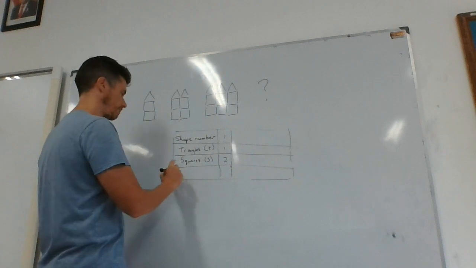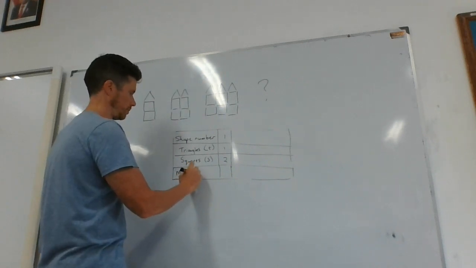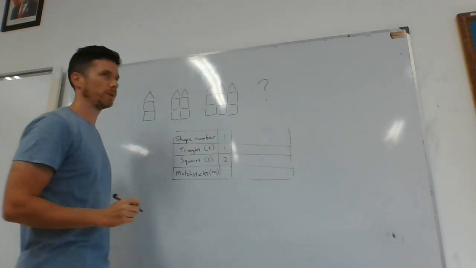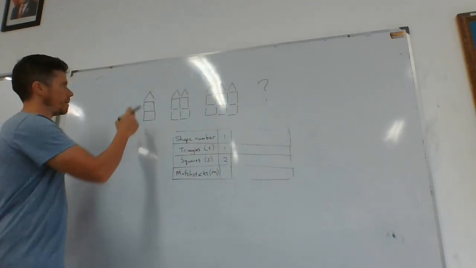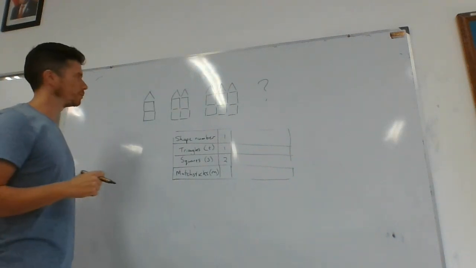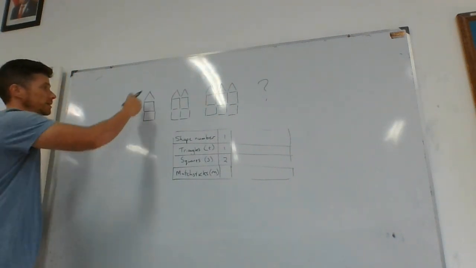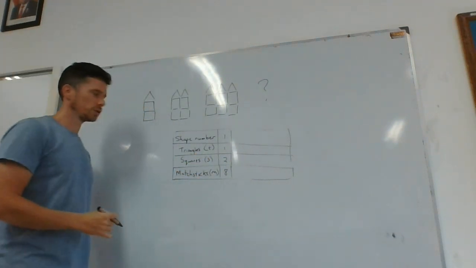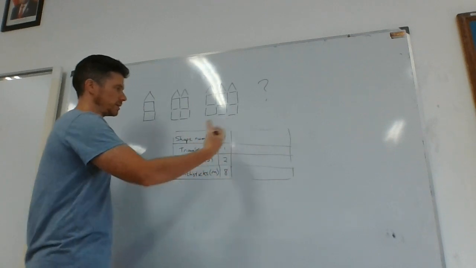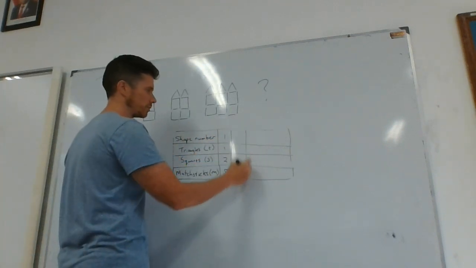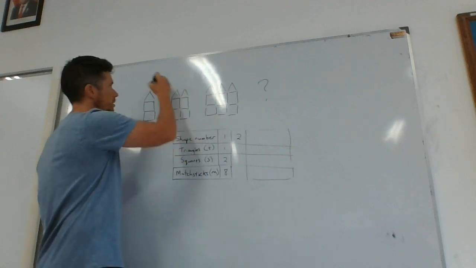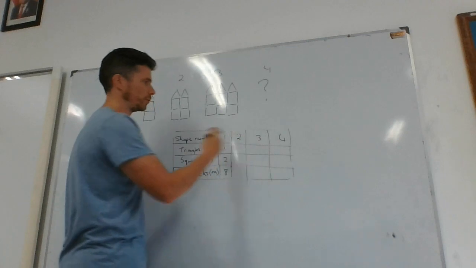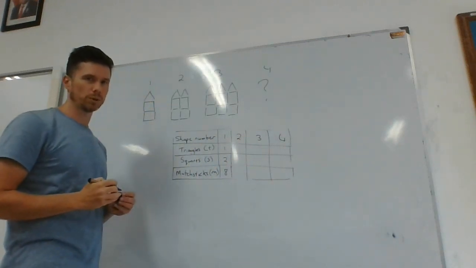And imagine these were matchstick pieces. M for matches. So how many matchstick pieces in this first shape? There would be 6: 1, 2, 3, 4, 5, 6. There's 8. Okay, so I would like you to create this table, filling it out. Shape number 2 is this one, all the way up to shape number 4. So you'd have to copy that into your workbook.